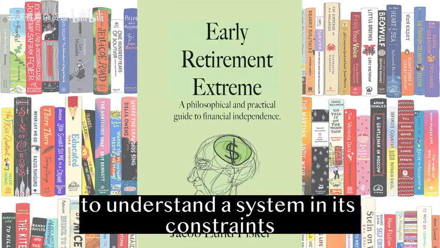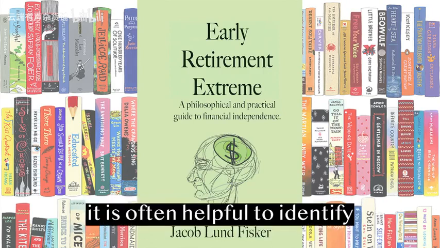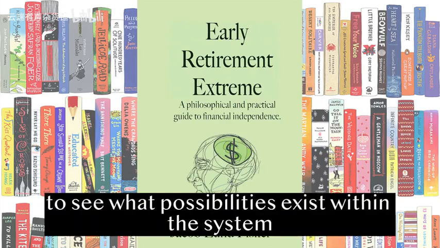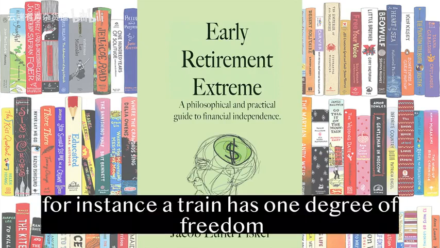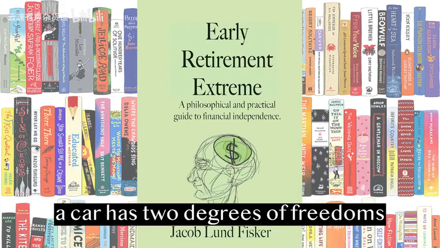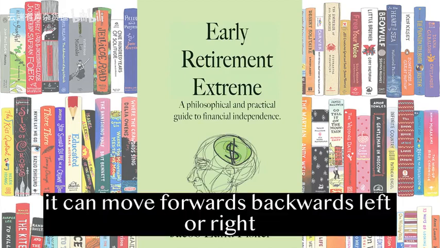To understand a system and its constraints, it is often helpful to identify degrees of freedom to see what possibilities exist within the system. For instance, a train has 1 degree of freedom. It can move forwards or backwards. A car has 2 degrees of freedom. It can move forwards, backwards, left, or right.